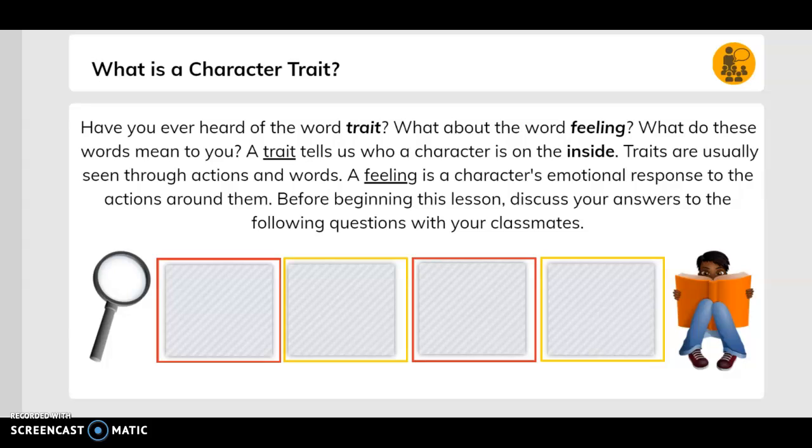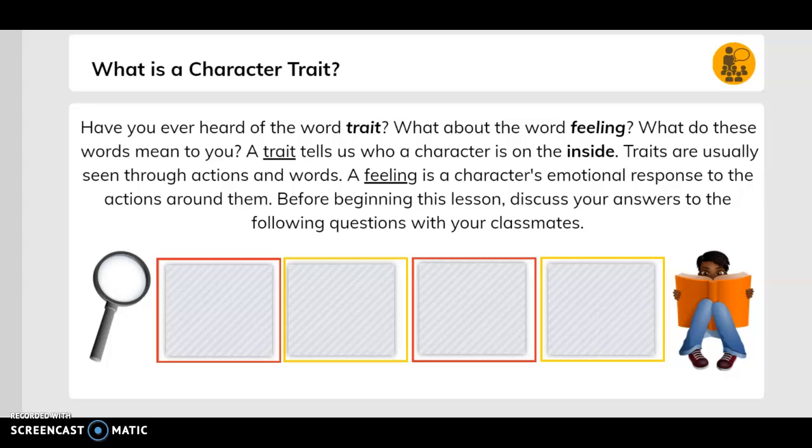What is a character trait? Have you ever heard of the word trait? What about the word feeling? What do these words mean to you? A trait tells us who a character is on the inside. Traits are usually seen through actions and words. A feeling is a character's emotional response to the actions around them.